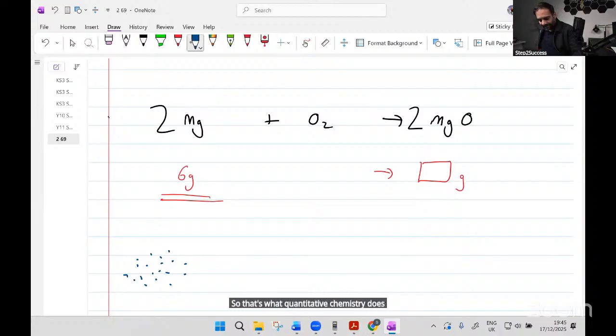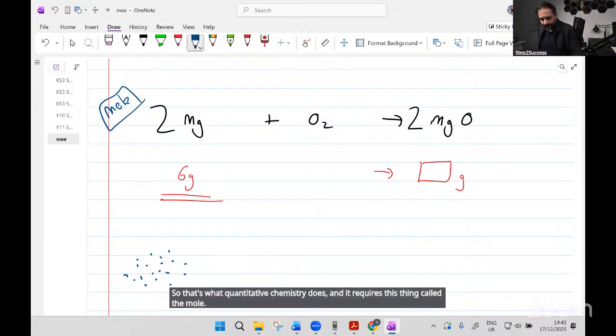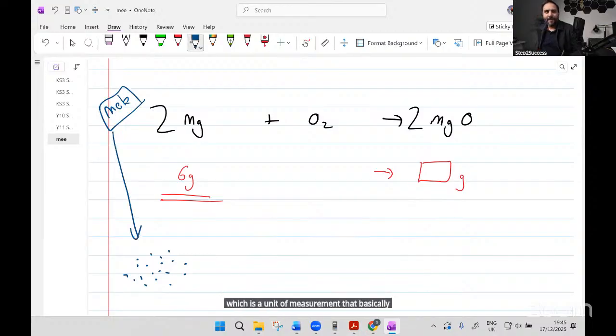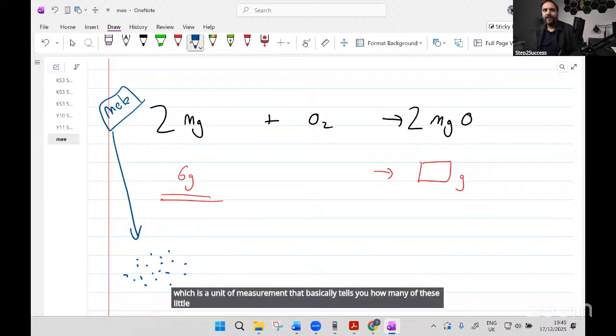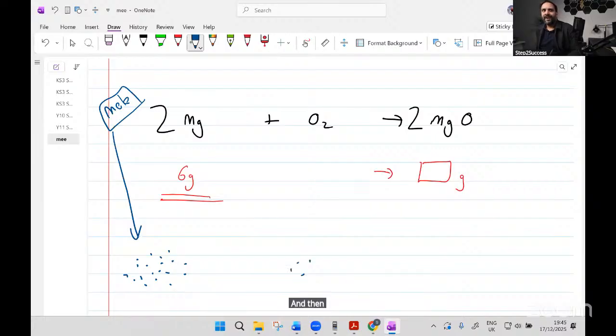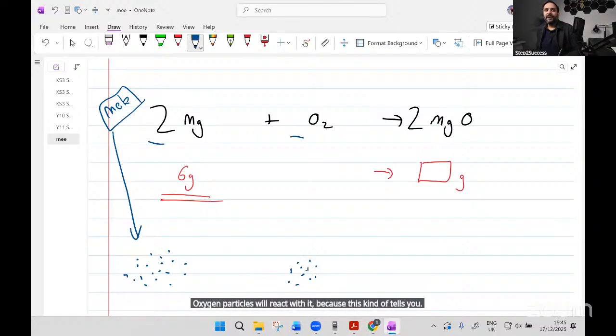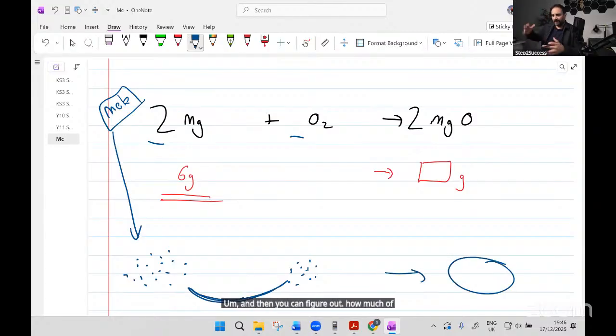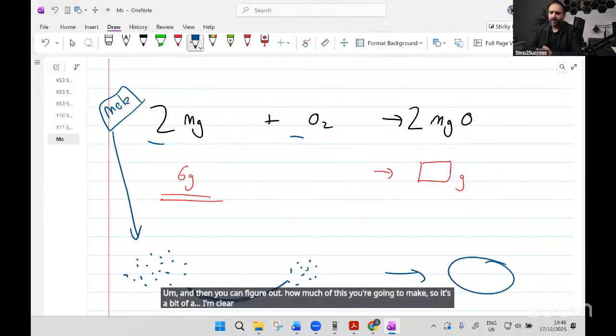And it requires this thing called the mole, which is a unit of measurement that basically tells you how many of these little particles there are. And then you can figure out how many oxygen particles will react with it, because this kind of tells you. And then you can figure out how much of this you're going to make. So it's a bit of a complicated thing without going too much into it.